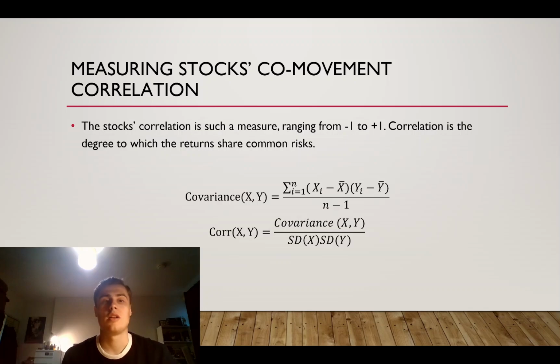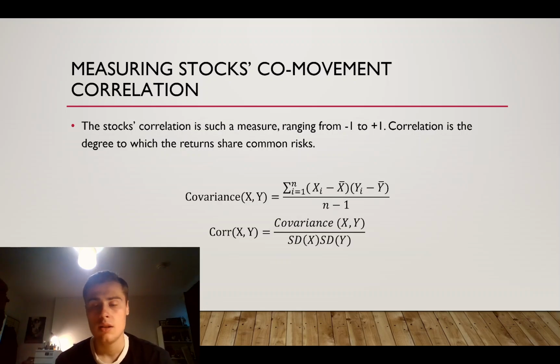So to begin our calculation, we measure stocks' co-movement, correlation. How do we do so? Firstly, we look for the covariance. Covariance is the coefficient that represents how two randomly chosen securities are moving together, to which extent.